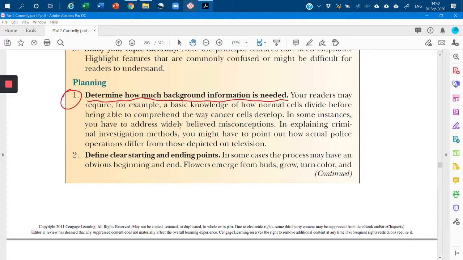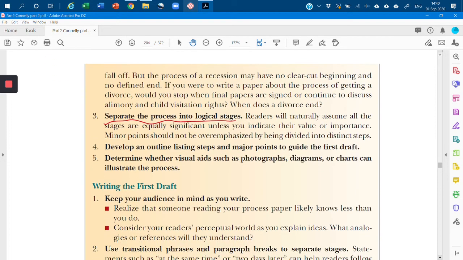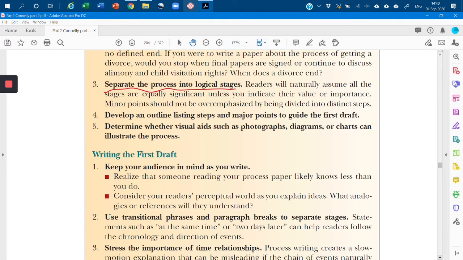And then you need to define clear starting and ending points, because you need to know where to begin, where to end. And it's very helpful if you can separate the whole process into logical stages. Sometimes you may not have that. Again, an outline is very important for your major points for your first draft. Remember, for those of you who did academic writing, first draft, second draft, etc. And usually photographs and diagrams are important. So that's also good.